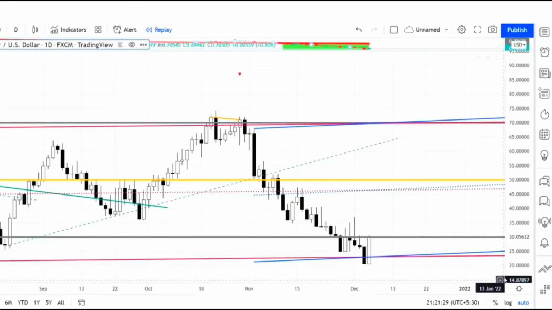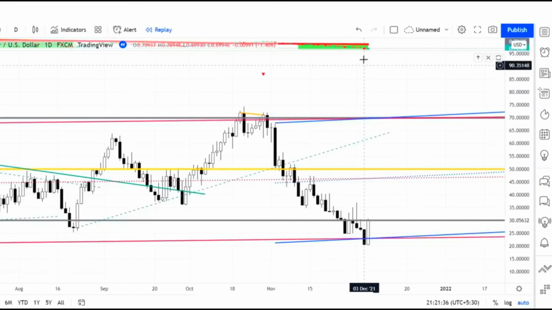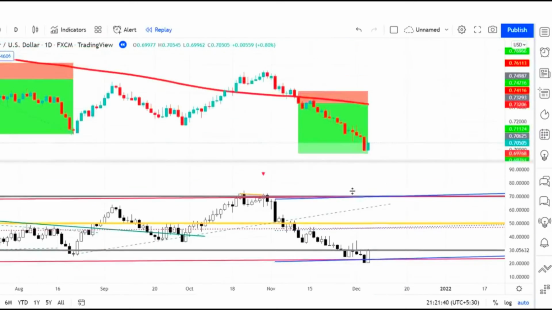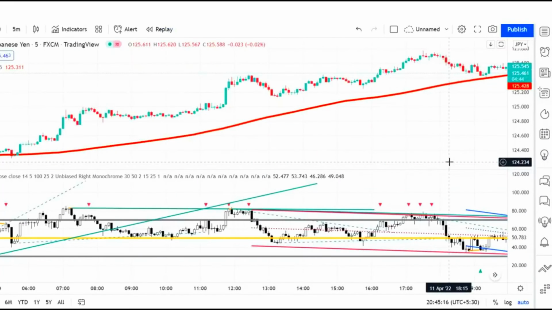So here we will book the profit of our trade. Below you can see the indicator which crossed the 30 level, went down and came back above the 30 level by creating a positive candle. Here we will book the profit of our trade.